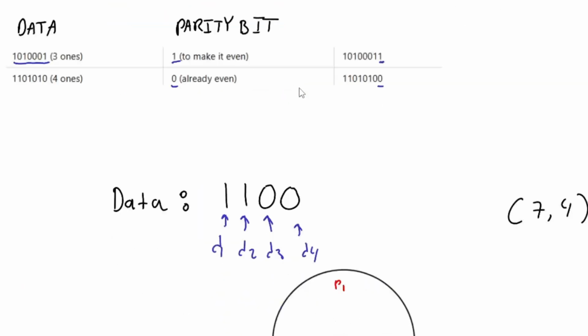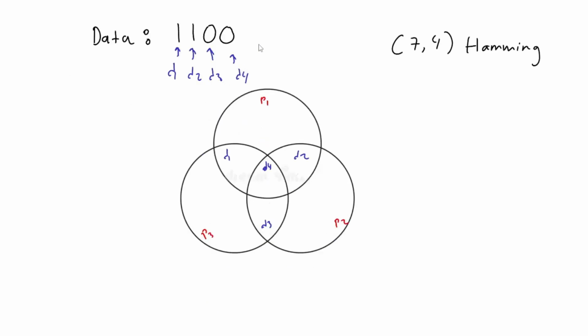Now let's move on to the visualization. Let's say we had data. In this case, we have 4 bits of data, and it is 1100. I've labeled some stuff on this Venn diagram here, and we're going to be using the 7-4 Hamming code method, so this Venn diagram relates to the 7-4 Hamming method. You can see my labels here, D1, D2, D3, and D4. That represents the bits of data that we have. And P1, P2, and P3 represent our parity bits.